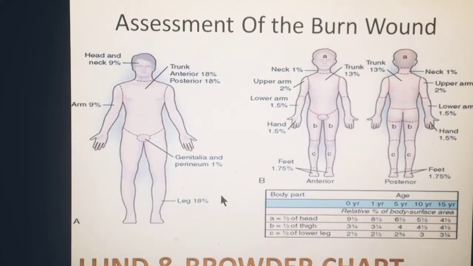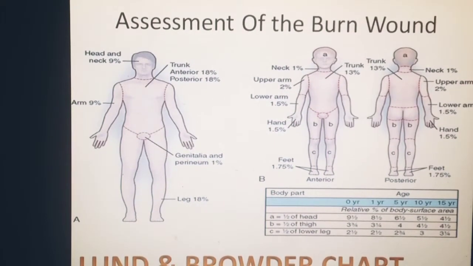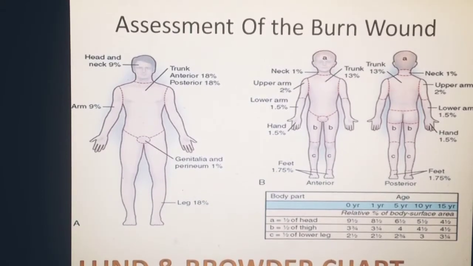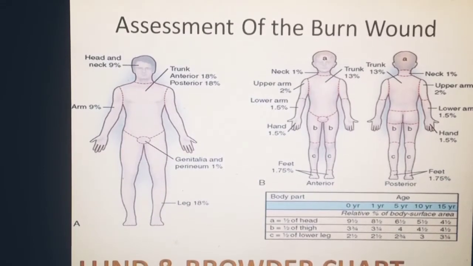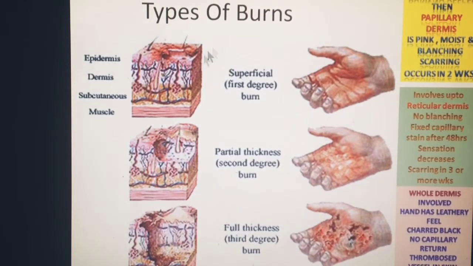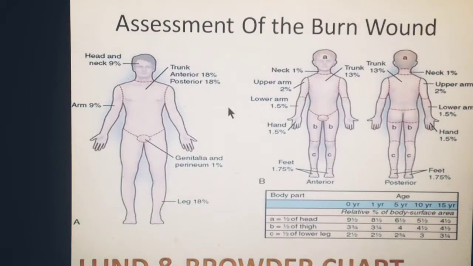Now, how do we do assessment of the burn wound? This is done by Lund and Browder chart. What happens is we divide the body by the rule of 9. Similarly, we calculate all of the burn area into a percentage, and we prioritize them or give them the degrees of how much that area has burned. This can be classified as first degree burn, second degree burn, and third degree burn.